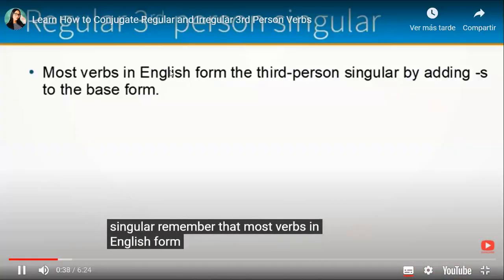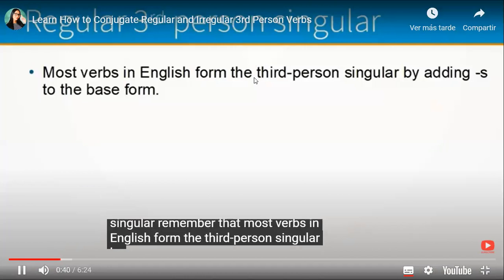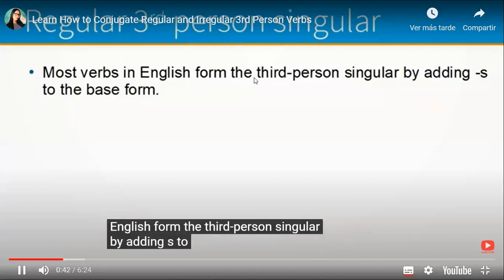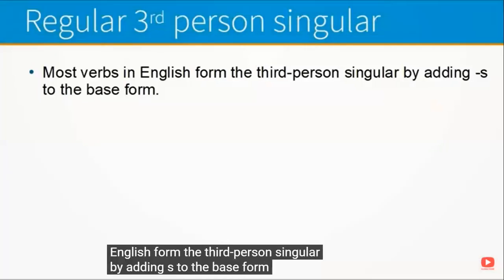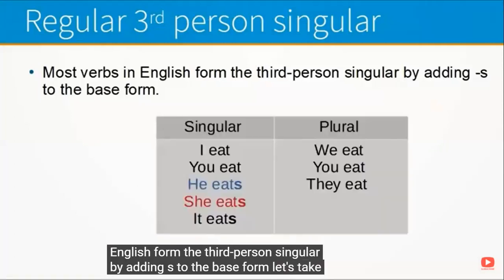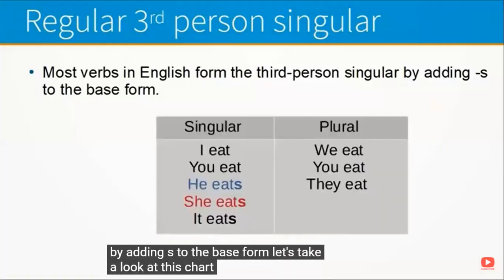Okay, verbs in English form the third person singular by adding S to the base form. That is the regular third person singular. In the singular we have I, you, he, she, it. But in this case, the third person singular is he, she, it. Okay? He, she, it.